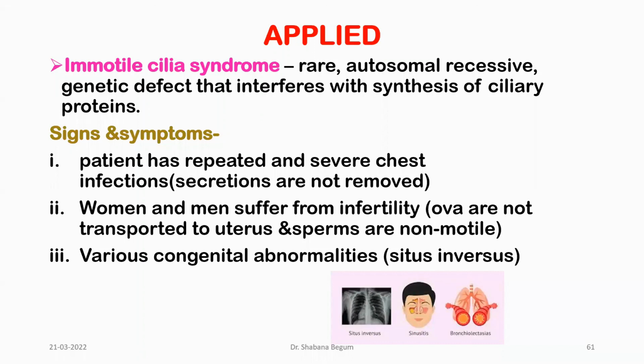Another important applied aspect is the immotile cilia syndrome, also known as Kartagener's syndrome. It is an autosomal recessive genetic disorder which interferes with the synthesis of the ciliary proteins. The cilia here are non-motile. As a result, they cannot perform their function of mucociliary clearance. Therefore, people with this syndrome have repeated chest infections. Also, men and women will suffer from infertility as the ova will not be transported to the uterus and the sperms will be immotile. These people also suffer from congenital abnormalities like situs inversus, where all the organs have a mirror image transposition in the body.